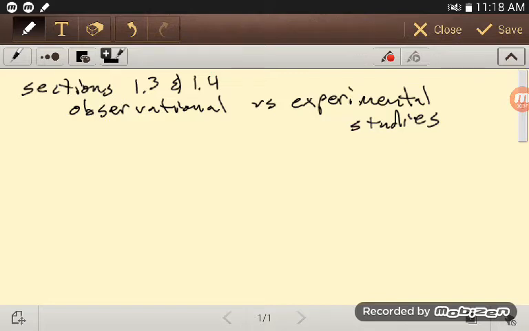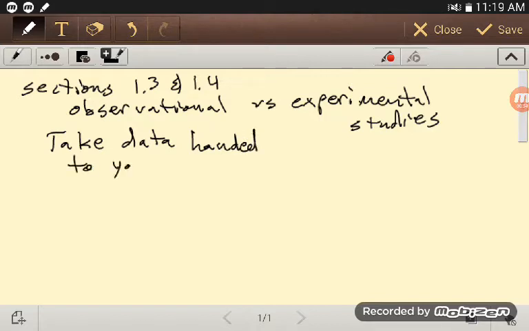Observational is that you more or less just take data as it comes. Take data handed to you. Now, what does that mean? Well, things like surveys, those are observational, because even though you've asked for the data, you are not diving in and messing with the parameters of the study.